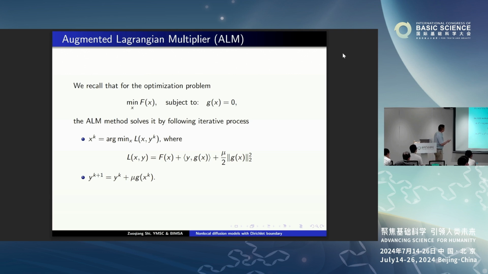This is a standard augmented Lagrange multiplier method. They just solve this constrained optimization problem iteratively. And in each step, we only need to solve an unconstrained optimization problem. It is a very standard method in optimization.